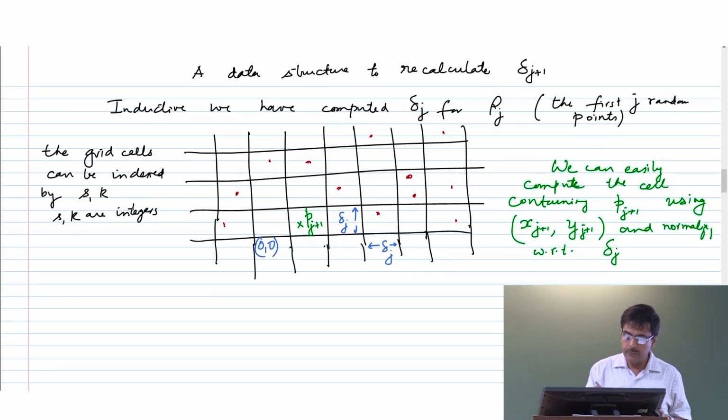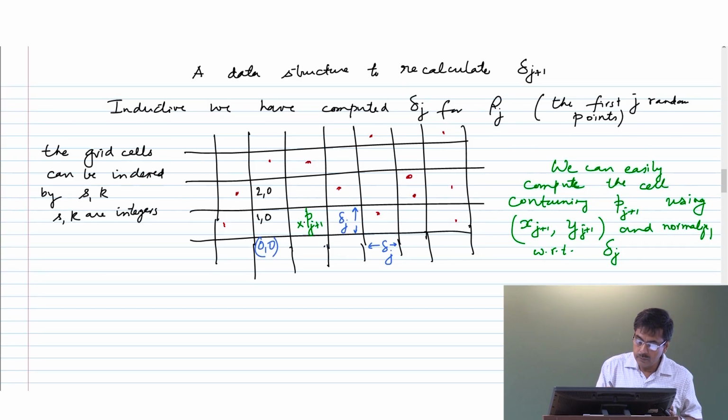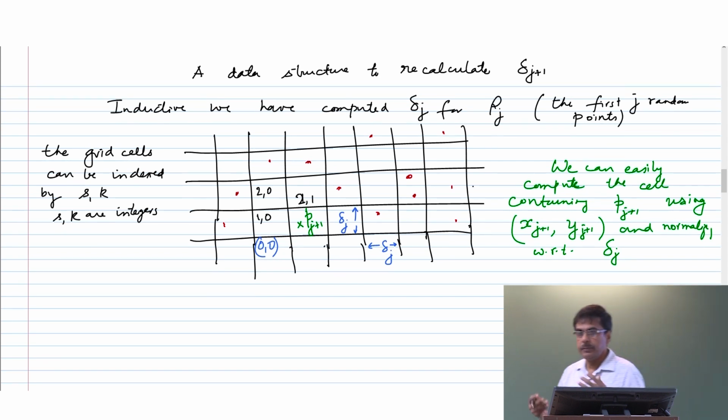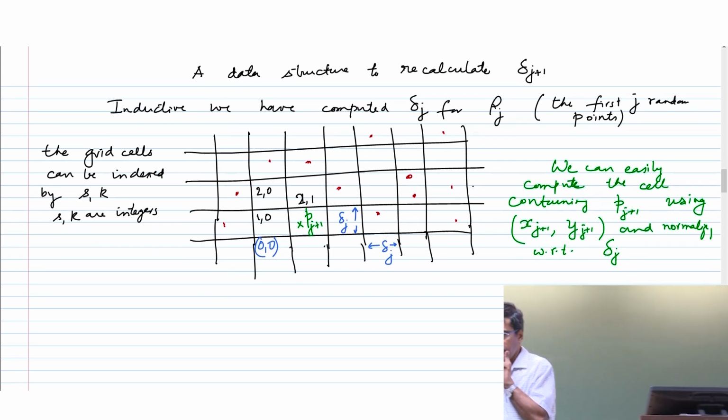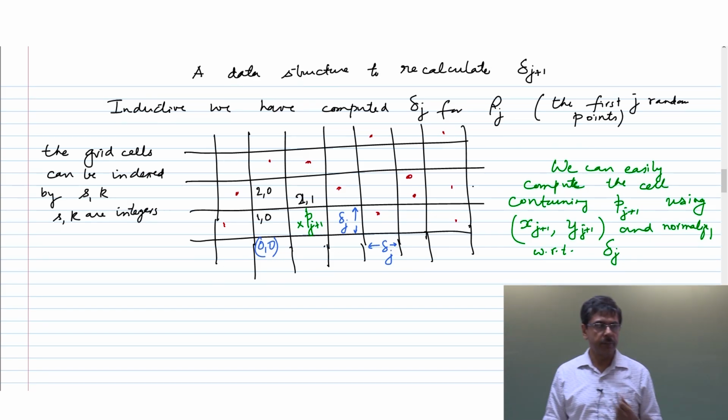So, I can do some kind of numbering. Let us see, this is 0 0. So, this could be 1 0, this could be 2 0, this could be 1 1, sorry, what is this, 2 1, etc. So, every grid basically has a number associated with it. That is the way I can identify a particular grid.